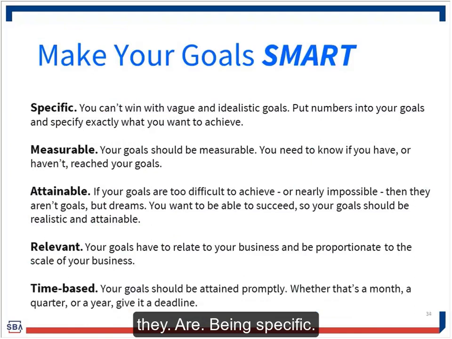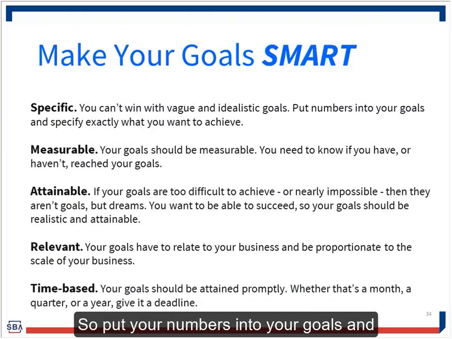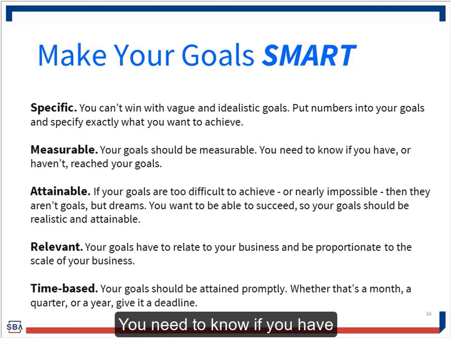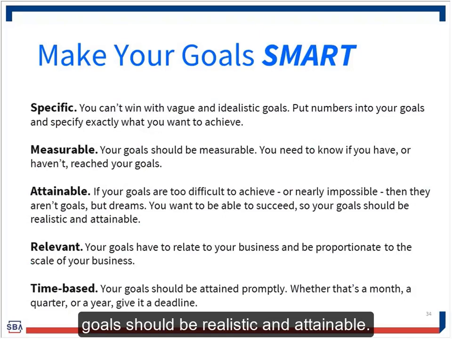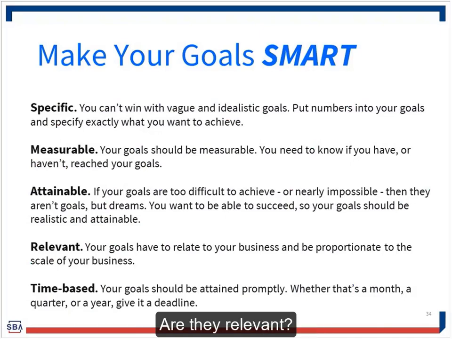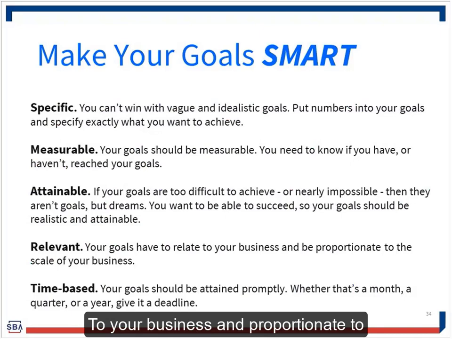So I just want to leave you with SMART goals. If you aren't familiar with SMART goals, they are being specific. So put your numbers into your goals and specify exactly what you want to achieve. Have them be measurable. You need to know if you have or haven't reached your goals. They need to be attainable. Are they too difficult to achieve? Then they aren't goals, but they're dreams.